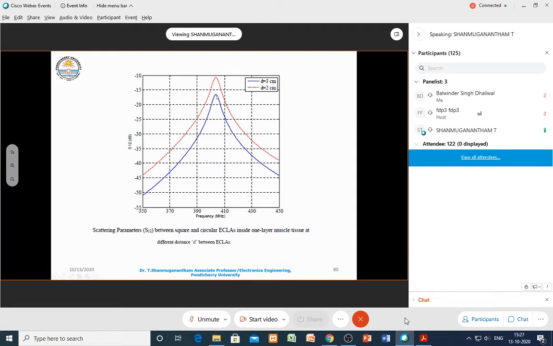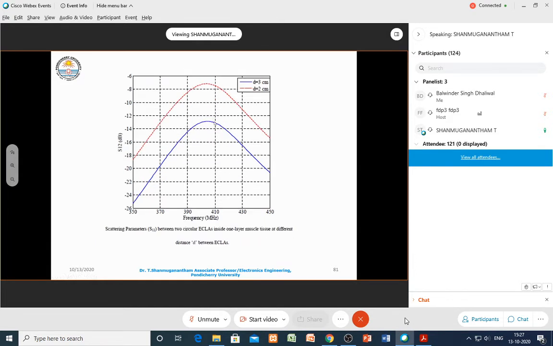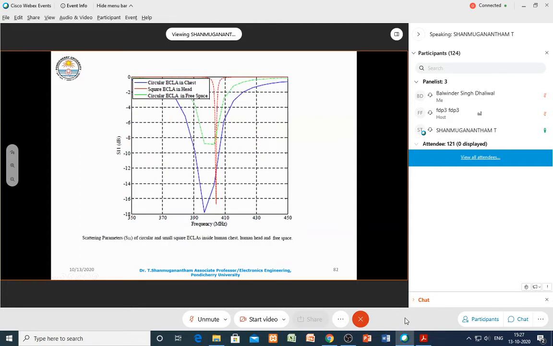In this case, with 3 centimeter, if it is more diameter, that is around minus 17.5 dB, and for the first case, with very small diameter or thickness, that is around minus 11 dB. And then for the other case, the ECLA, between the circular as well as this, at various distances, it is getting some differences at 405.